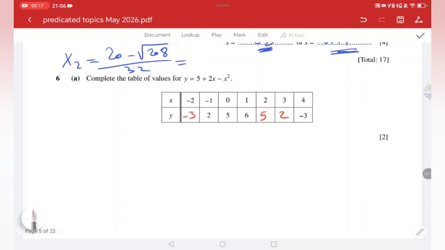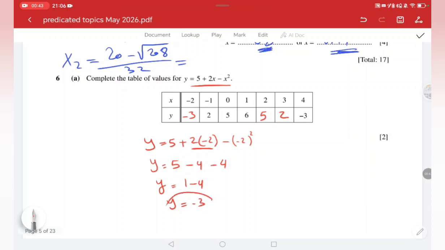But in general, when you substitute, you may substitute in the main equation. So 5 plus 2, you substitute in the main equation, negative 2 minus negative 2 squared. So it will be 5, minus 4, minus 4. So the answer will be 5 minus 4, which is 1, minus 4, so the answer is negative 3. You can do the same for the other points, or you may use your calculator.